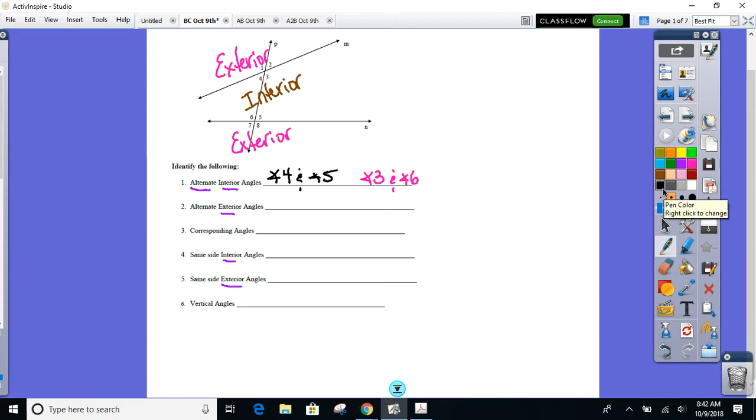All right, alternate exterior now. Now they're outside, but on opposite sides of the transversal. Maggie, go ahead. 1 and 8 look good to me. 1 and 8. Is there another pair up here other than 1 and 8? Yep, 2 and 7.